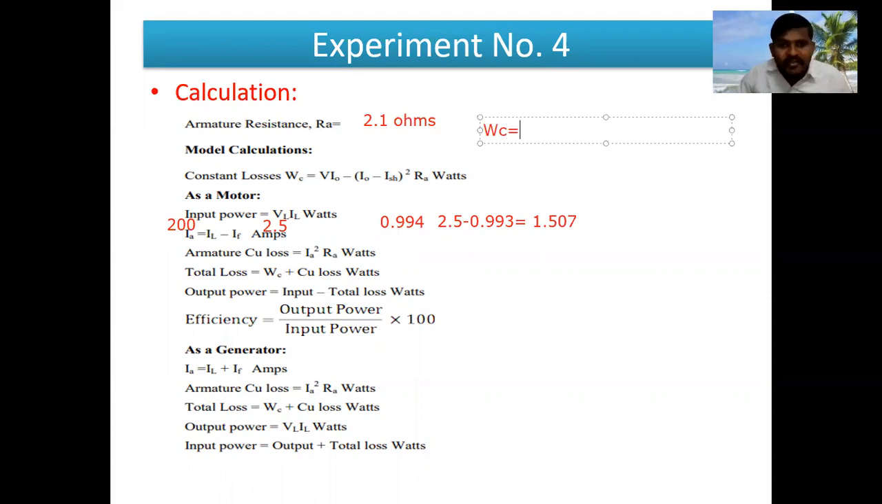WC is equals to, what formula? V into I0. V is nothing but supply voltage or no load voltage, into I0, which is nothing but no load current. That is power taken at the no load condition. No load condition ला घेतलेली power. 200 व्होल्ट व्होल्टेज आणि नो लोड करंट दॅट इज 2.5. Okay, minus, I0 minus IF, जो काय करंट आलाय आपला, 1.507 ना, into armature resistance that is 2.1. करा कॅल्क्युलेशन, किती आहे ती व्हॅल्यू WC ची.